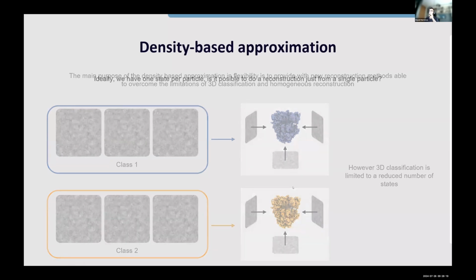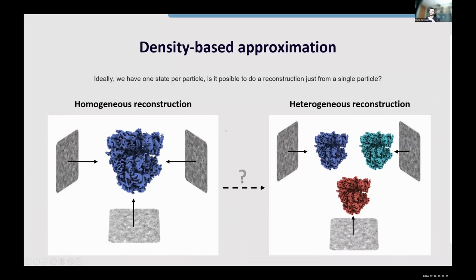So the problem here is that we are doing this part here. We are doing what we are calling a homogeneous reconstruction. That is, from many images, I get one volume. And here is where the problem is lying. Because really, if one particle is representing a virtually different conformation of my protein, as soon as I start to average different images, no matter how small the number of images is, I am mixing up conformations.